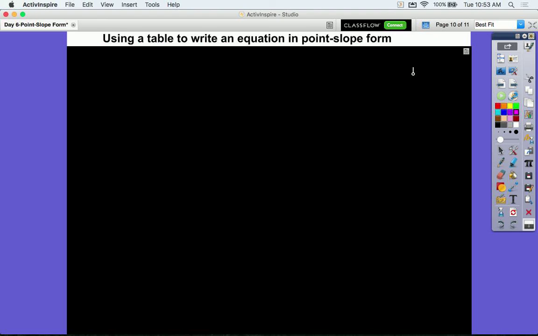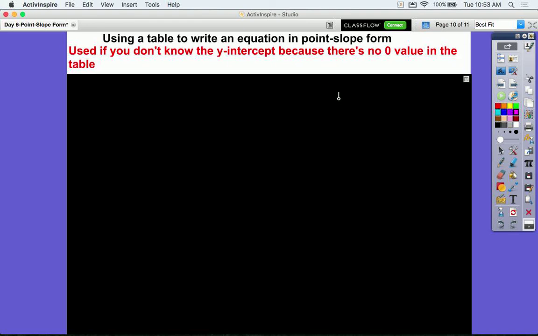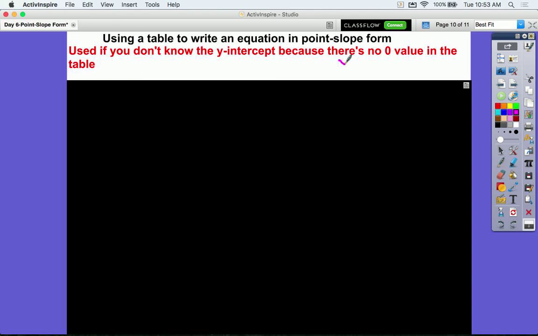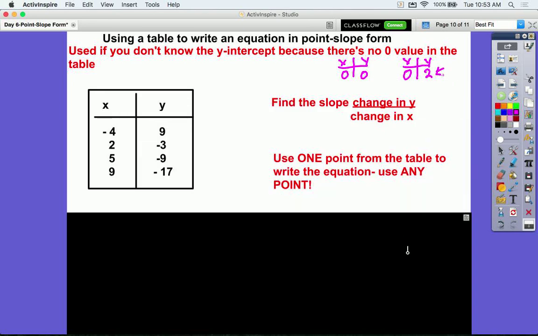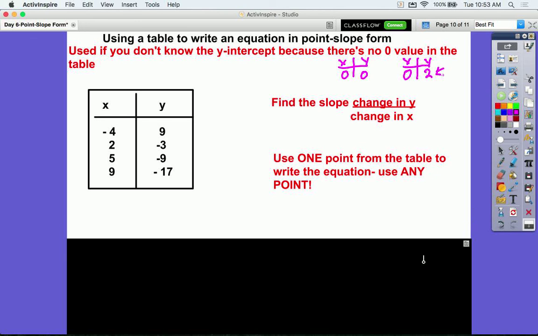All right, last but not least, we're going to go on to what happens if we're using a table to write the equation in point slope form. So the only time that I would really think you would need a table for writing the equation is if in the table you don't see a 0 value. If you see on your table something like 0, 0, you know that's going to pass through the origin. If on the table you see 0, 2, you know that's going to pass through the y-intercept at 0, 2. If you have a table like this, for example, and you don't know the y-intercept, that's where we would use point slope form.